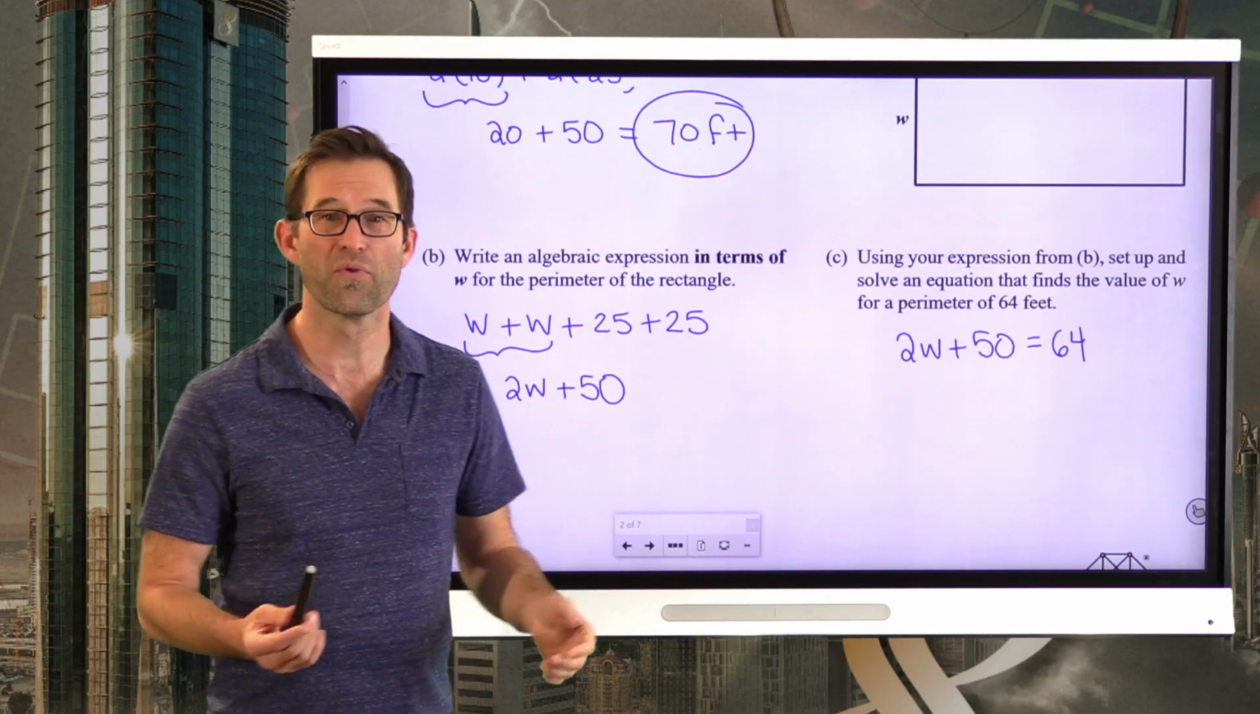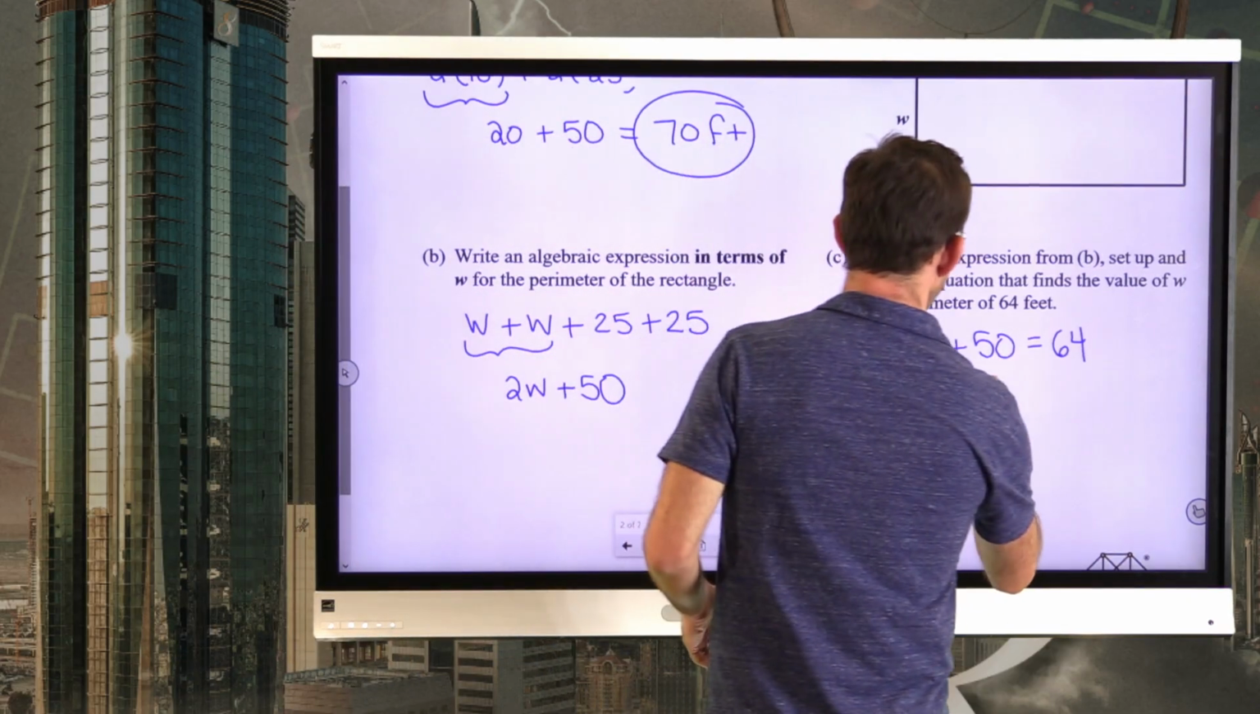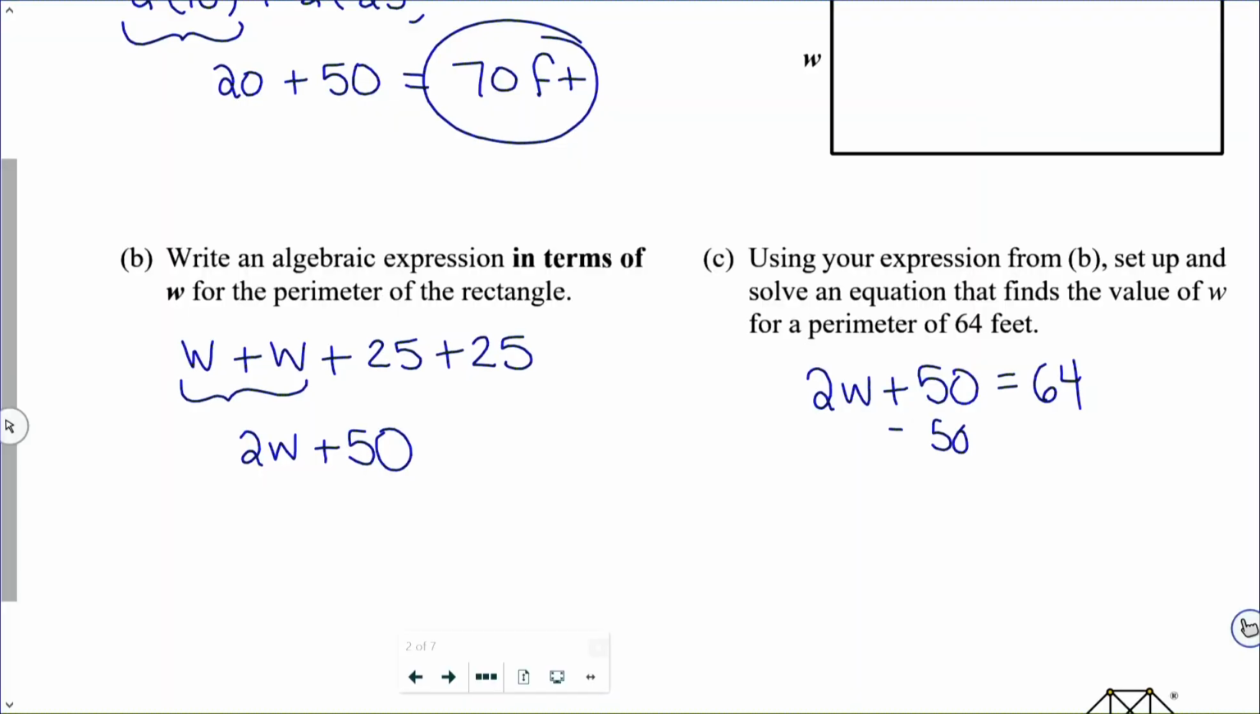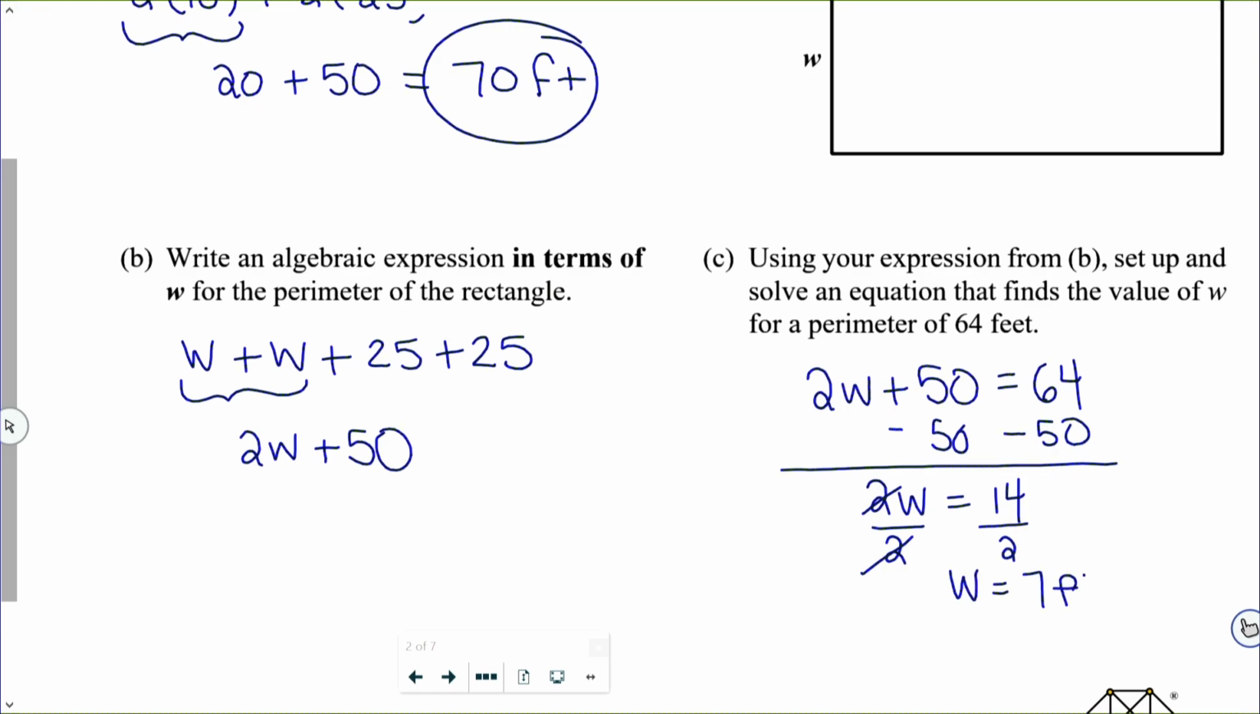All right, let's go through it. So it's simple enough. We're already ready to solve this simple two-step equation. I'm just going to subtract a 50 from both sides. That's going to give me 2w is equal to 64 minus 50, which is 14, right? I can now divide both sides by 2. And of course, 14 divided by 2 gives me a width of 7 feet.